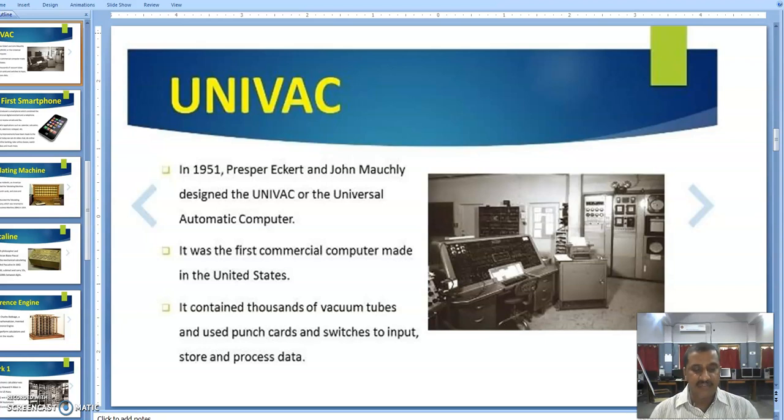The examples for the second generation of computers are IBM 1400-01, RCA 501 and Honeywell 200. The three examples for the second generation of computers are: one, IBM 1400-01, RCA 501, Honeywell 200. Now the third generation of computers.